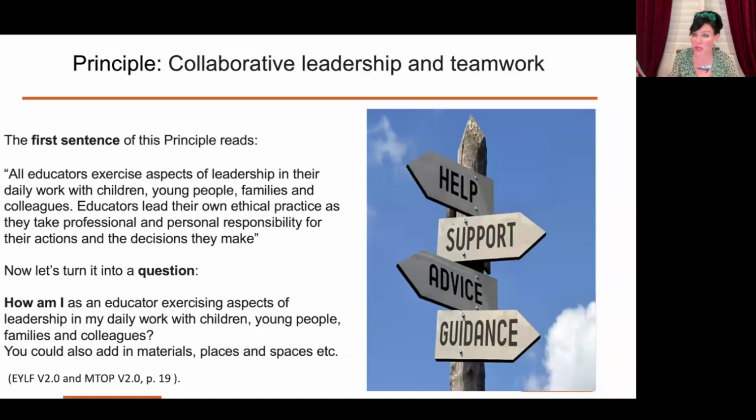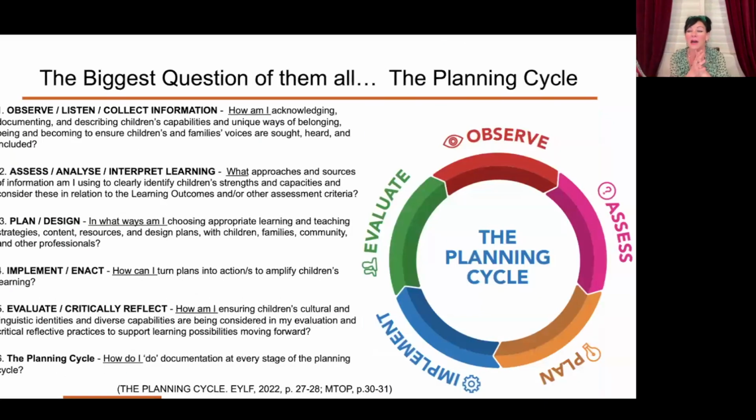But the biggest question of them all, of course, is the planning cycle. And I think the most questions come to me about how do I do this? Where do I start? What does it look like? So this is one way. And once again, it's all there for you. In the description, the great thing about the new EYLF is that they've turned the words from observation into observe. So it all becomes a doing word. So that's why there's a lot of doing going on. And how is doing. So lots of howing and lots of doing.